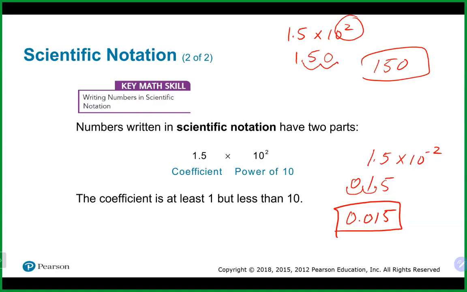Any questions on that? Do you have to write all your answers in scientific notation? The answer is, for me, no. I don't really care which way you do it, as long as you do it in terms of the correct number of significant figures, which we'll talk about, obviously, in the next chapter.